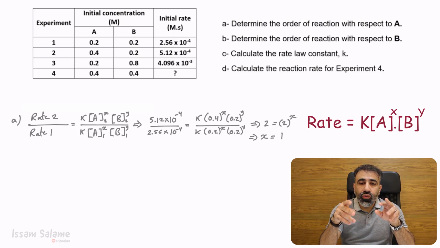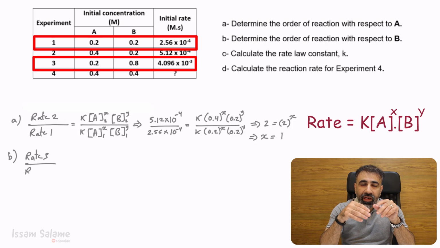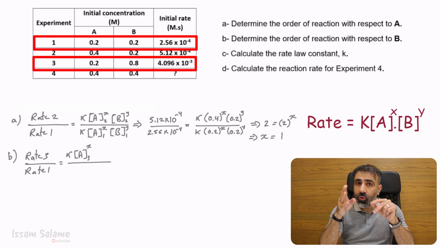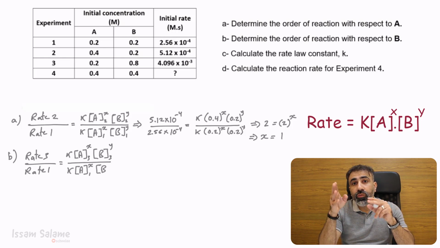Here we have to choose 2 rates and divide them, and these 2 rates should have something in common, which is the concentration of A. I'm going to take rate 3 and divide it by rate 1. Rate 3 divided by rate 1 is equal to K, concentration of A to the power X, which is 3, times concentration of B to the power Y, which is 3, divided by K, concentration of A to the power X, which is 1, and multiplied by concentration of B to the power Y, which is 1.